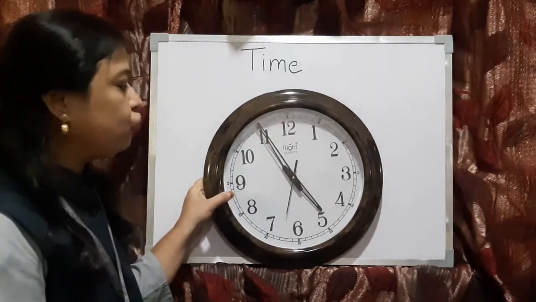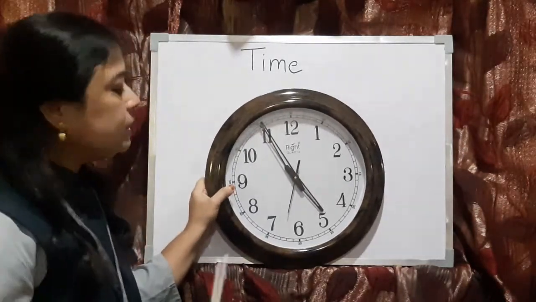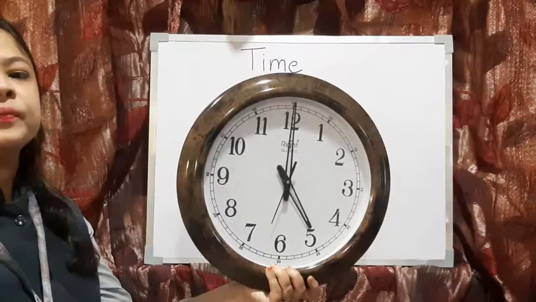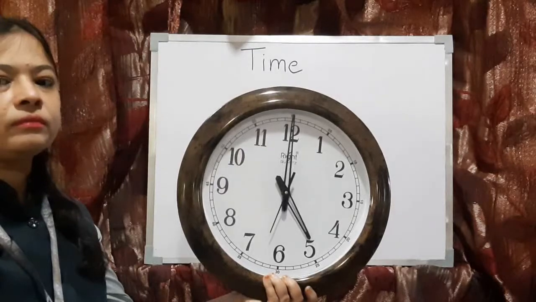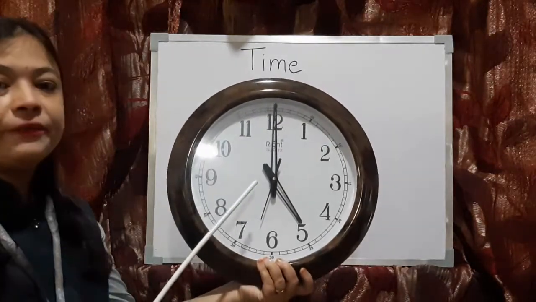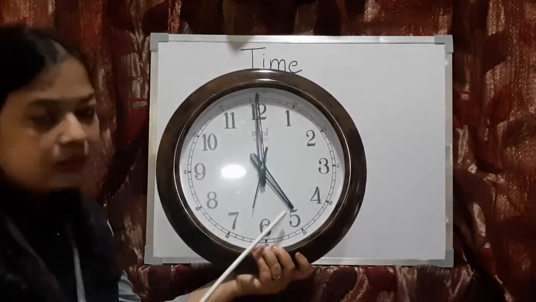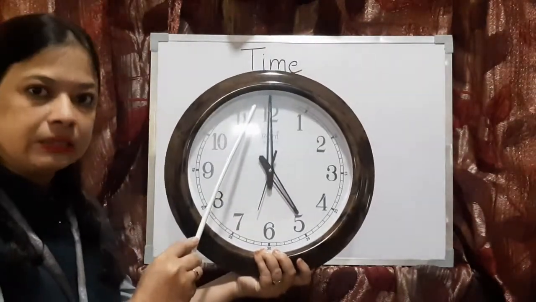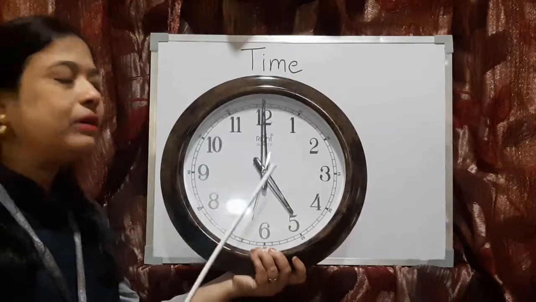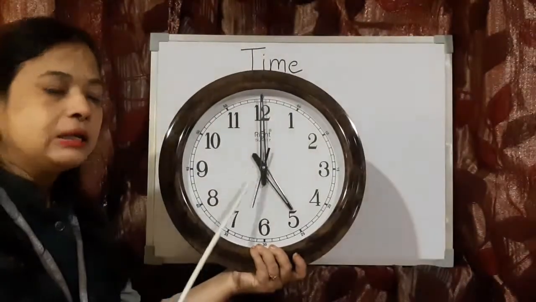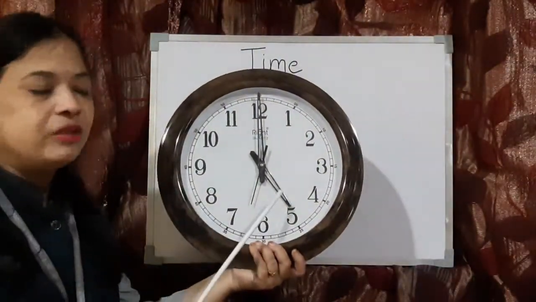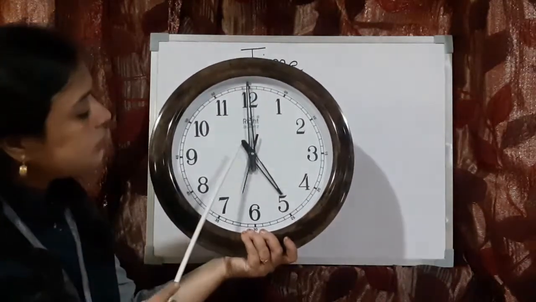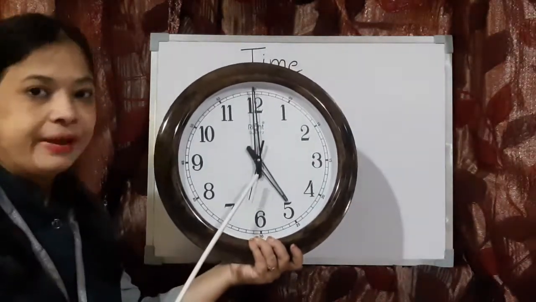Now I am going to show you the time. Now see, children, where is the short hand here? It is on the 5 number. And where is the long hand? It is on 12 number. So whenever the short hand is on any number and the long hand, the big hand, is on 12, here the short hand is on 5, so it is 5 o'clock.